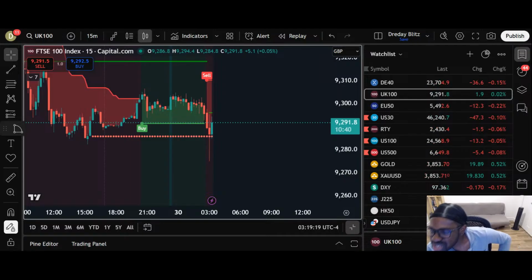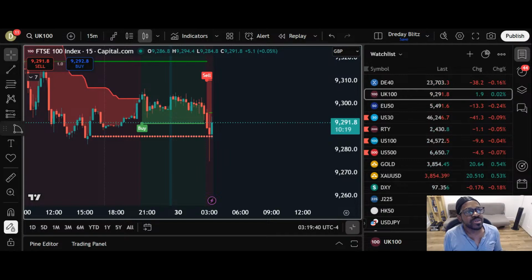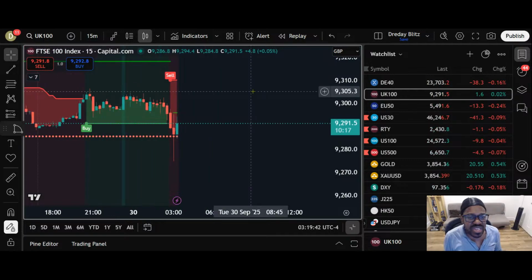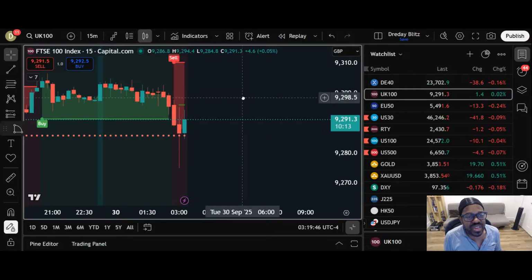All right, so UK 100, on the 5-minute chart, we had a sell on the 5-minute. It hit TP3 and is currently testing a reversal for support on the 15-minute chart. Yeah, exactly, so that makes sense.